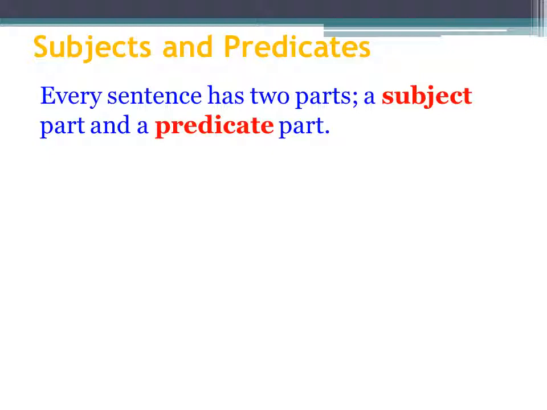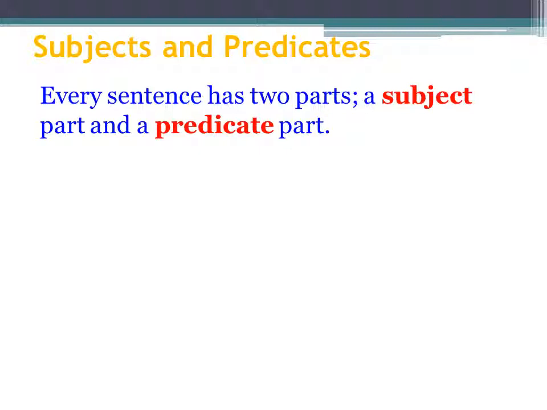That information says that every sentence has two parts, a subject part and a predicate part. You'll notice that the keywords are in a different color. These are words that you might want to underline or highlight to indicate that they are something important.